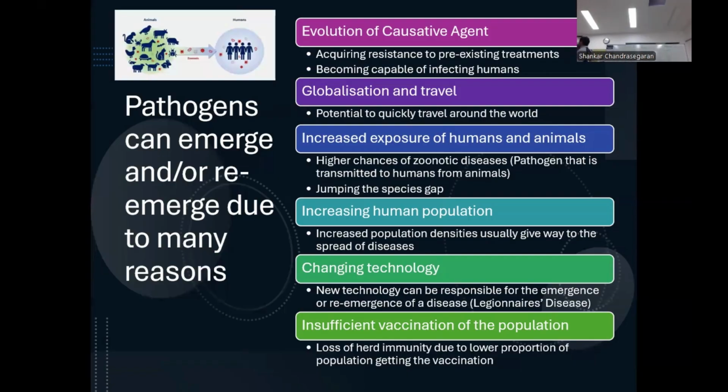That's what's happening here. If there's an increased population in a certain place, the chances of a disease or a pathogen emerging in that dense population are higher as well.